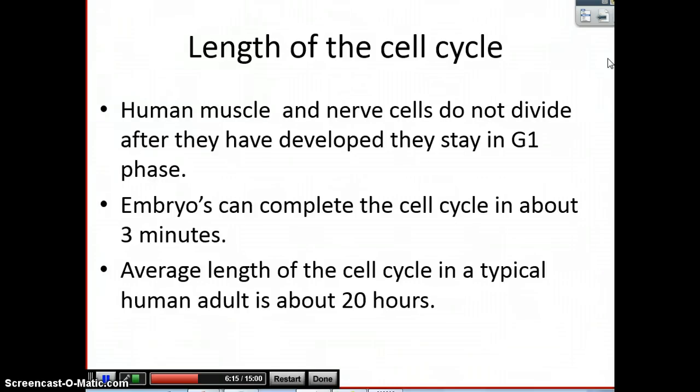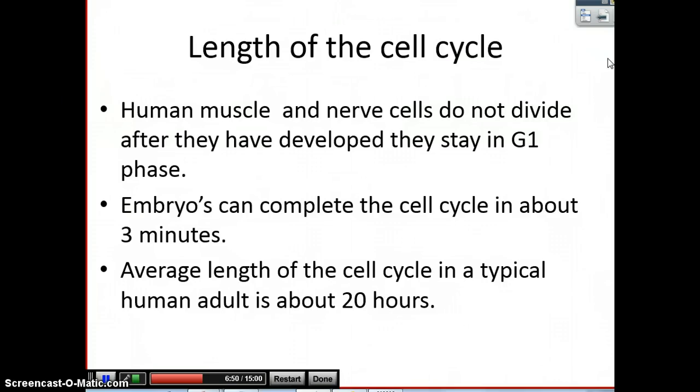If you know somebody or somebody from TV who has damaged a nerve or their spinal cord, they are now paralyzed, or maybe part of their body is paralyzed. It's because those nerve cells cannot go to S, cannot go to G2, cannot do mitosis. They're not making new cells to fix the injury. So they stay in G1 forever. Embryos can complete the cycle about every 3 minutes. The average length of the cell cycle in a typical human is about 20 hours.